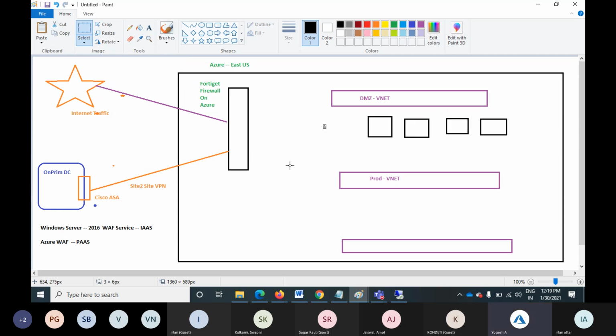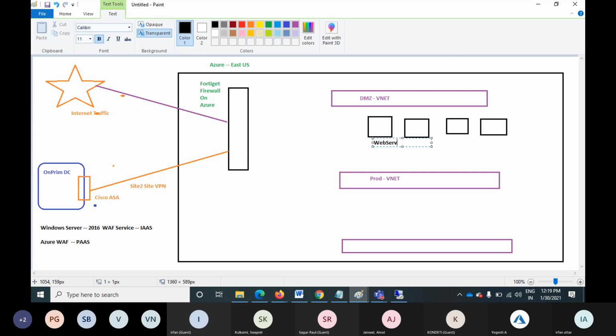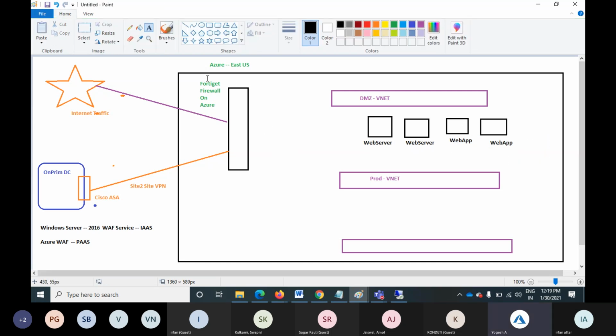Now, when you talk about the security part, the recommendation is that in between your FortiGate firewall and your actual web server, this is your web server, this is your web application. So in between your firewall and your web servers, you should have one more component, and that component is nothing but Azure WAF.